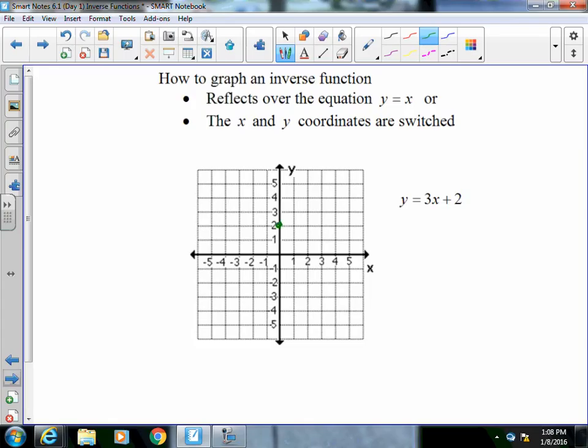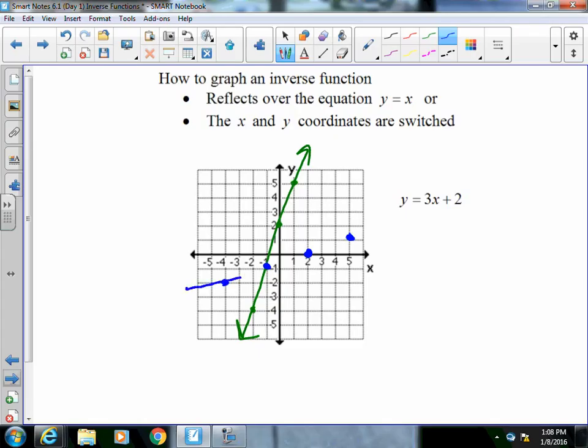So if I have y equals 3x plus 2, y-intercept of 2, slope of 3, this is my line. Now, if I take these points that I've plotted and flip them, for example, I've got this point 0, 2. On the inverse, it would be 2, 0. I've got this point -1, -1. On the inverse, it would be -1, -1. I have the point 1, 5. On the inverse, it would be 5, 1. And -2, -4 become -4, -2.